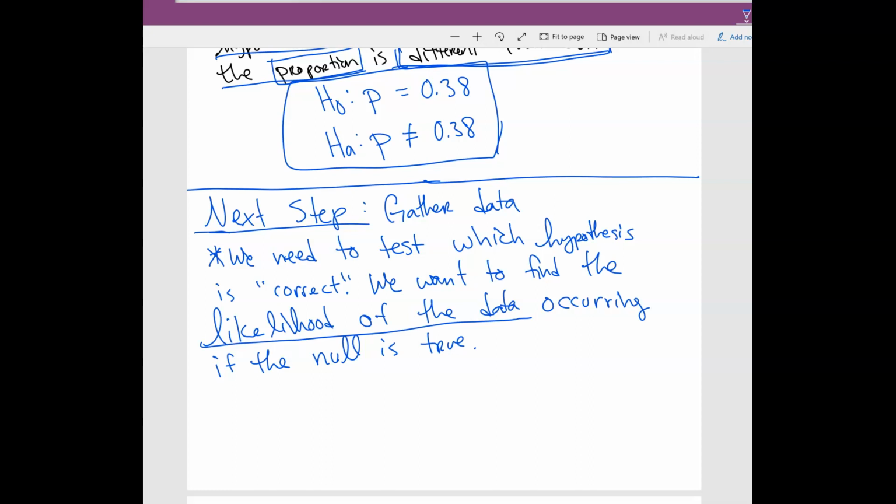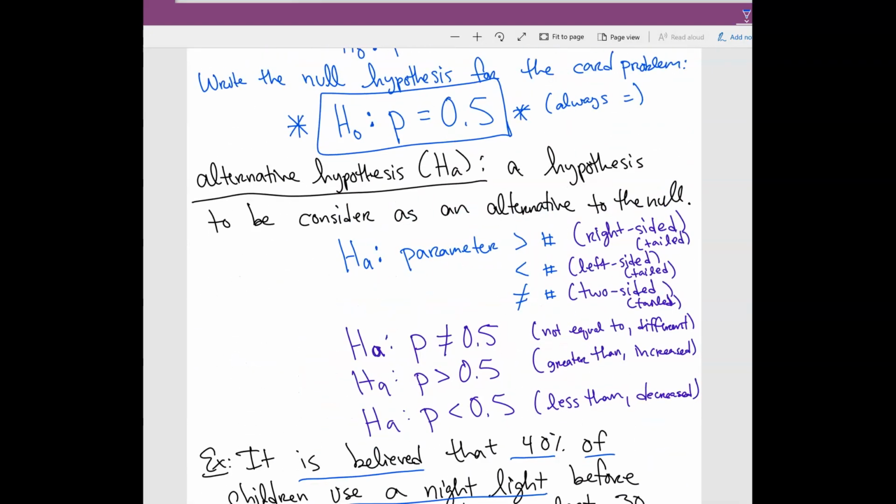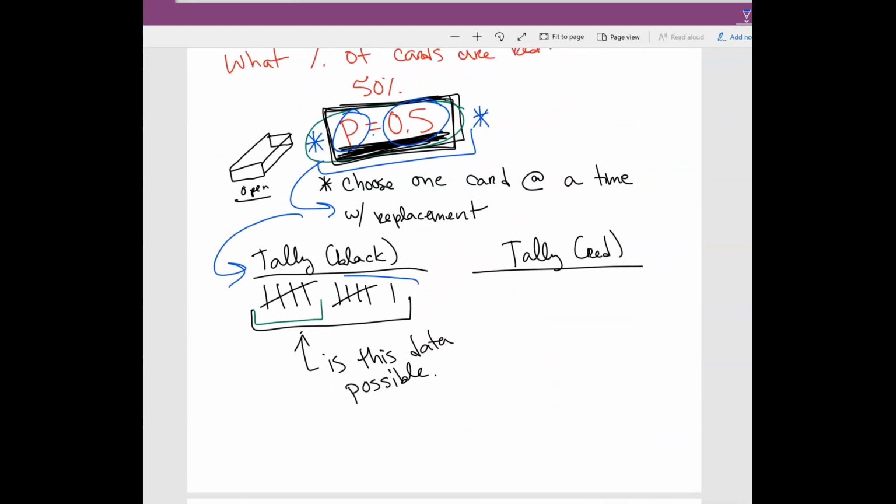Okay, so how are we going to collect this data? Well, we're going to collect this data, and what we're going to do is we're going to try to compress it into one single number. Because if I collect a whole bunch of data, notice here in my tally that I was doing, this is basically my data. Now, how do I know that this was possible or not? Well, many of you guys were thinking of the likelihood. How likely was this to occur?